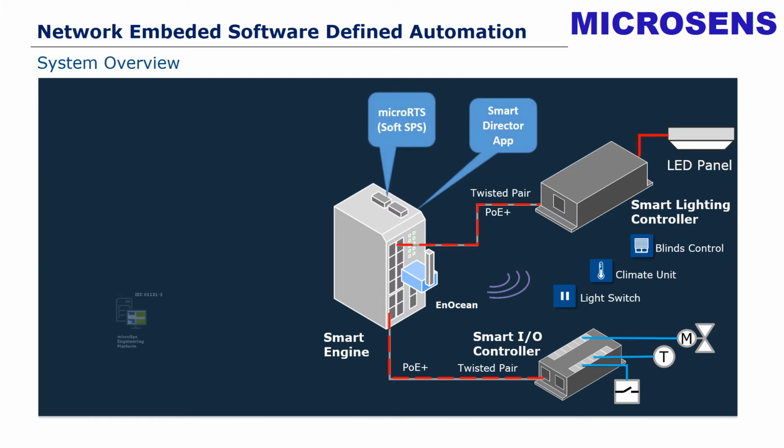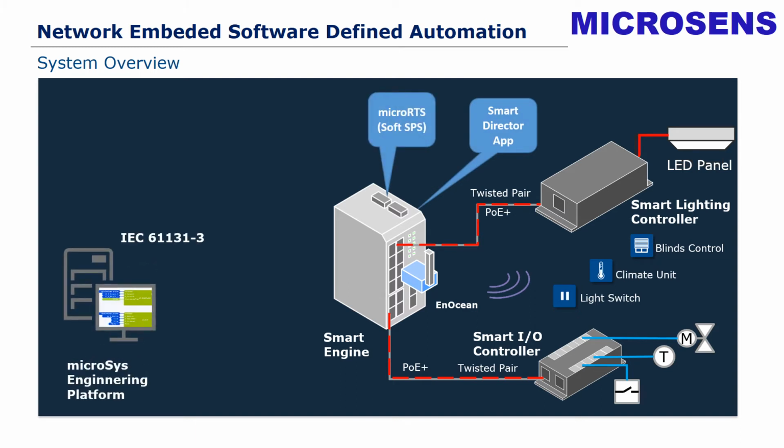Inside the PLM we have located the soft PLC, called Micro RTS, or a Smart Director app, which is a small script-based automation platform covering the automation functionality. The programming of the soft PLC is done with Microsens' engineering platform, which is IEC 61131-3 conform. This means it follows the industrial standards for programming PLCs.